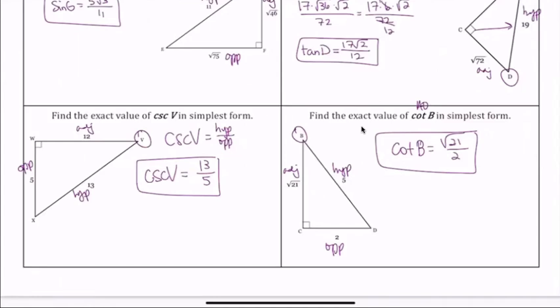Here are the answers for those two. The cosecant of V was 13 over 5, which could not be simplified. Same thing for the cotangent of B. It was square root of 21 over 2. Neither of those could be simplified either. Those are the answers.